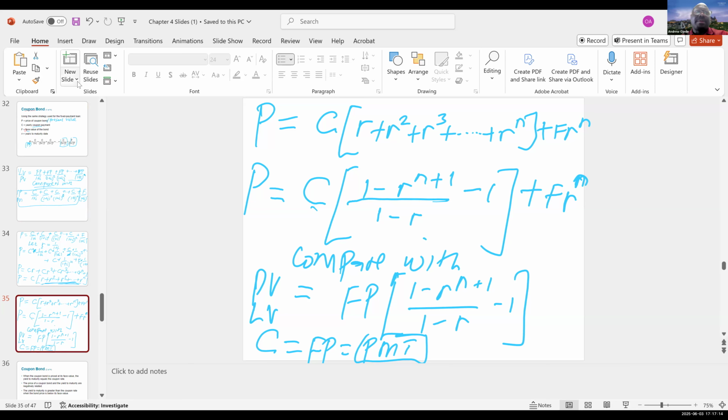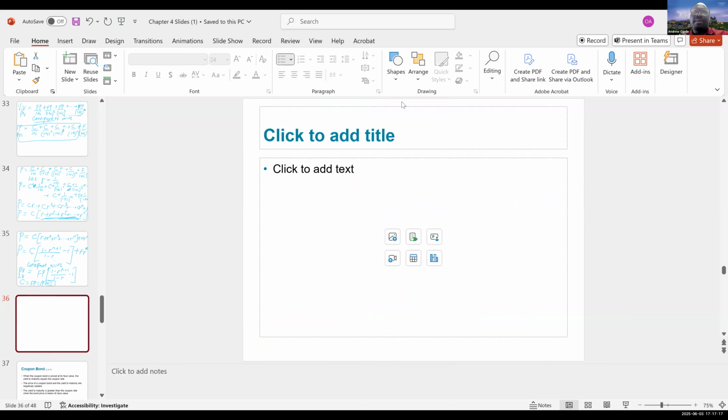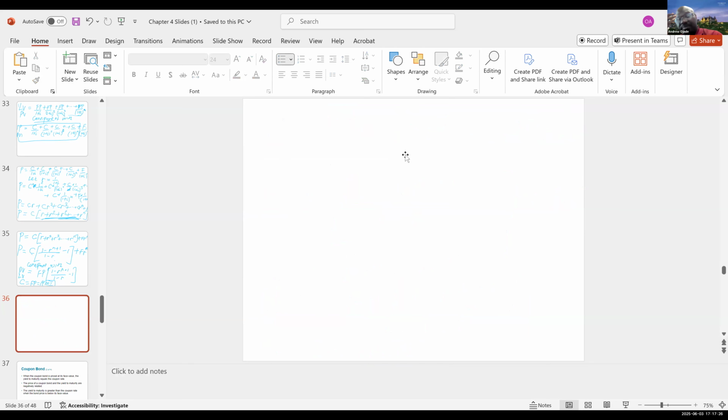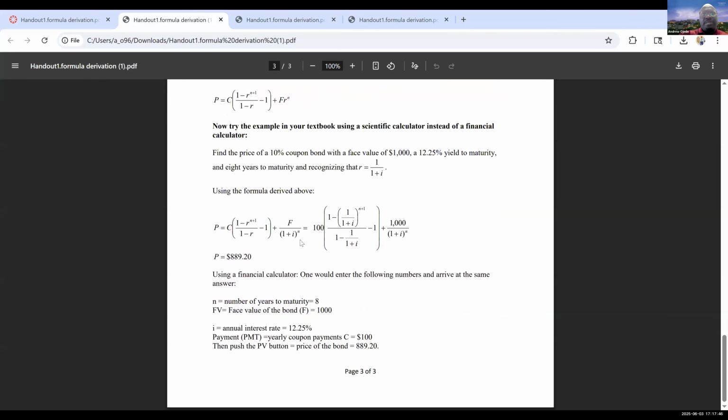How do we calculate the present value, the price, of a coupon bond? An example is always going to clear things up nicely. We're going to use both the financial calculator and a regular scientific calculator with the formula, and compare our answers. The example is on page 3 of the handout. If I may share that screen again, you see where the example for the coupon bond is. You scroll down, that's the formula for the coupon bond, and here's the example we need to do.